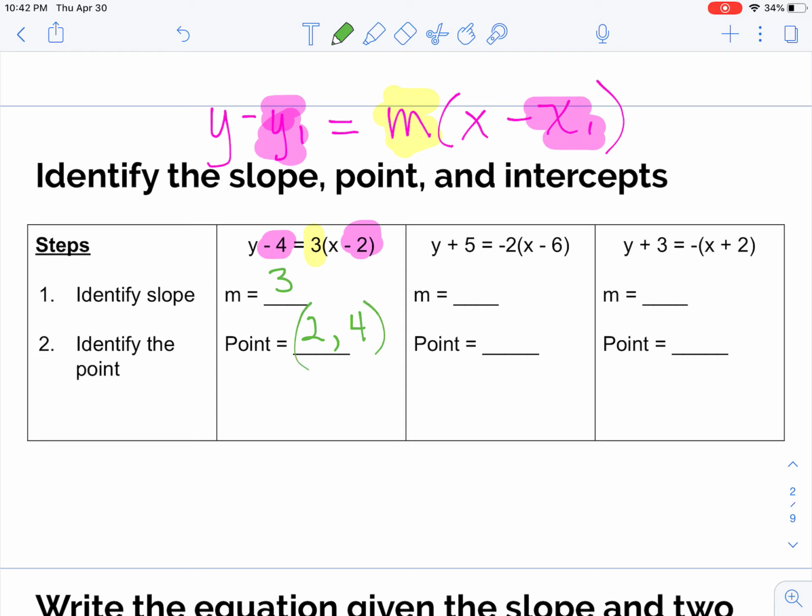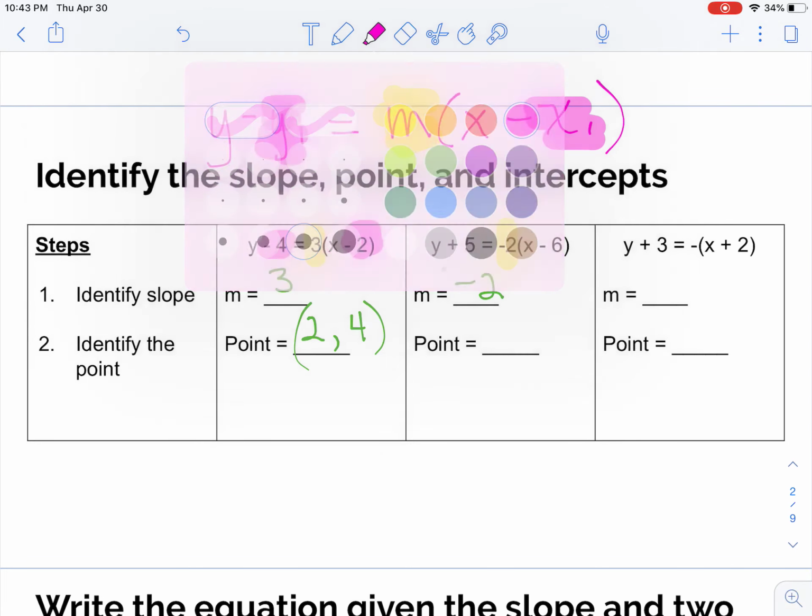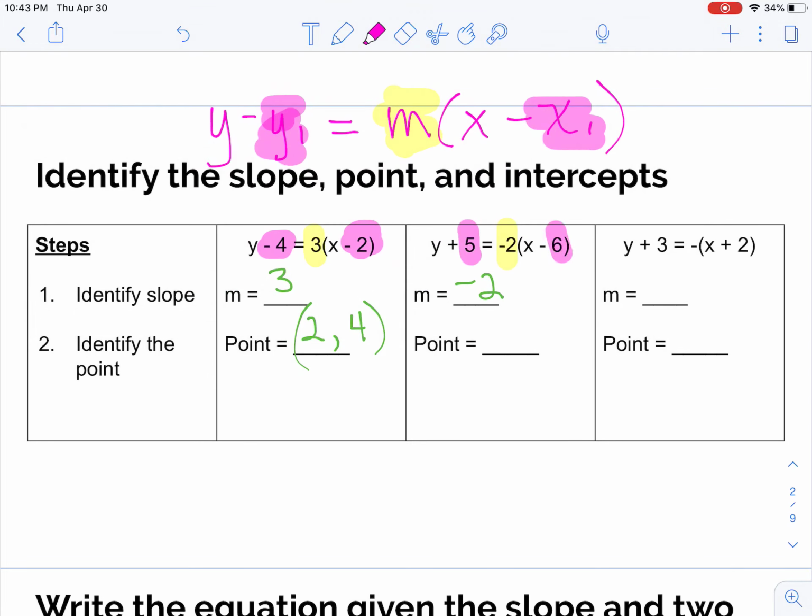Okay, now for the next one, I've got y plus 5 is equal to negative 2 times x minus 6. So for the slope, I've got negative 2. And for my points, I hope we can see that I'm looking at 6 and negative 5. So I will write down 6 and negative 5. Okay, always opposite of what it appears.